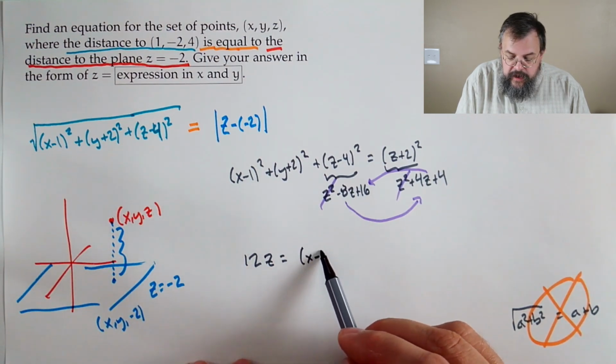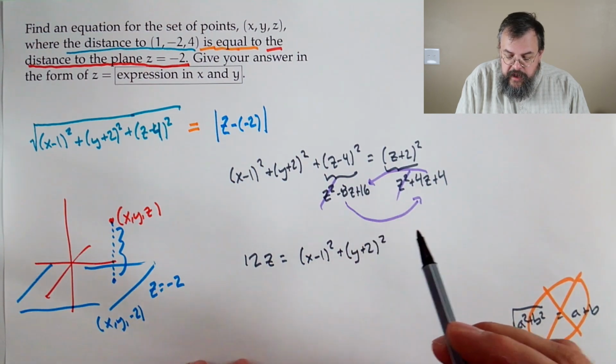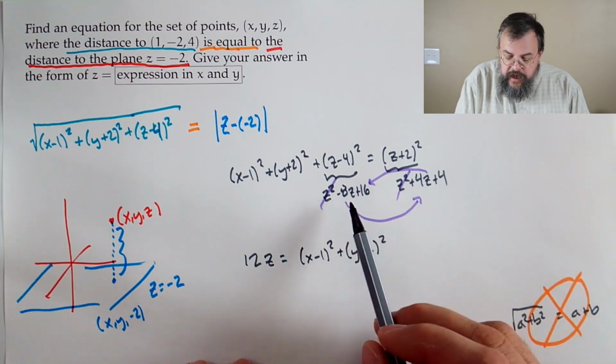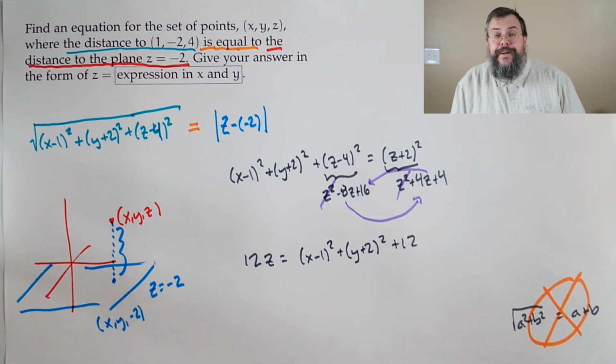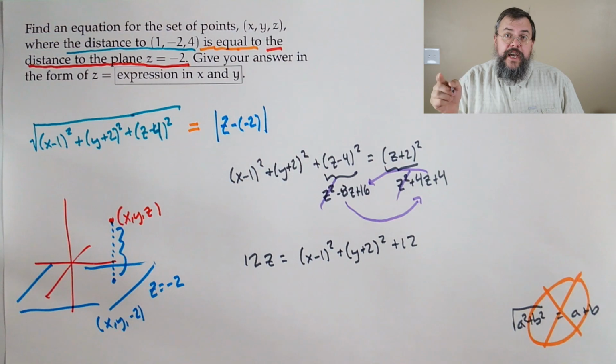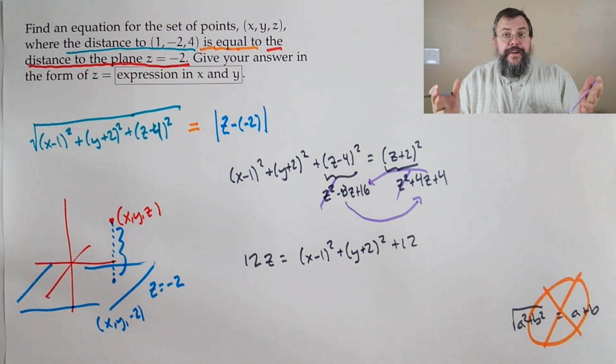So 12z equals this piece. We have the x minus 1 squared plus y plus 2 squared. And 16 subtract 4 would be 12. Oh, that's kind of nice. Now, we need to get to z equals. We're really close. We have one single z. That's a good sign. Our problem is it's not just z, it's 12z.